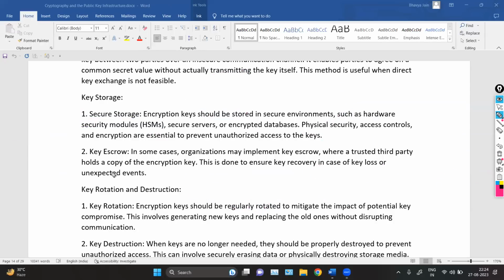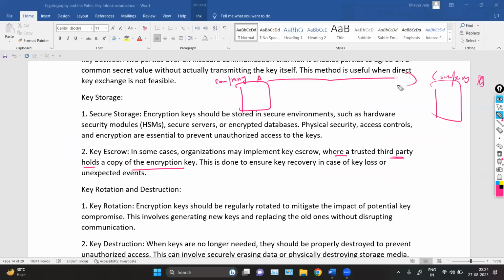Then we have key escrow. In some cases, an organization may implement key escrow, where a trusted third party holds a copy of the encryption key. Let's say you have company A, and there's company B, let's say your best friend's company or any company you know, and you have ensured that this company can store your key securely. So key escrow is where you put the backup of your key in another place.